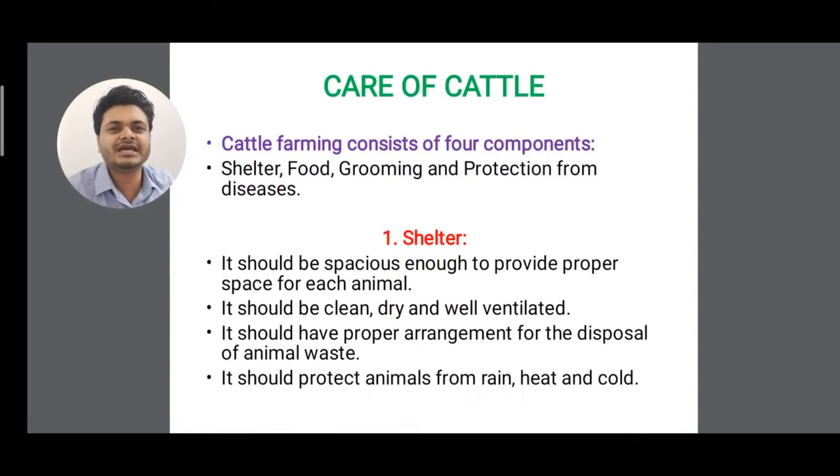Now we have to care for the cattle, isn't it? Otherwise they will be infected, they will get diseases, then the economic use will be lost, and we cannot use the cattle for economic purposes. So cattle farming consists of four components: food, shelter, grooming, and protection from diseases. First, shelter. It should be spacious enough to provide space for each animal. It should be clean, dry, and well ventilated. It should have proper arrangement for the disposal of animal waste. It should protect animals from rain, heat, and cold.